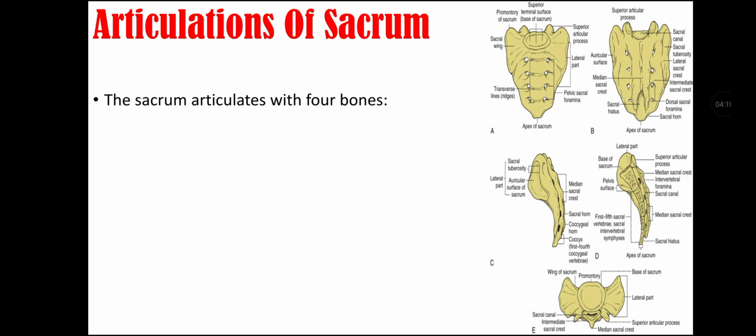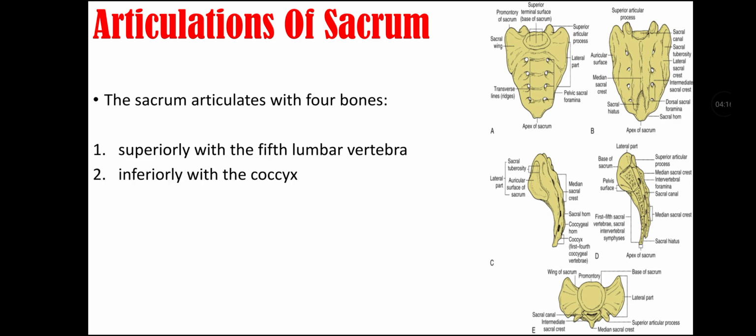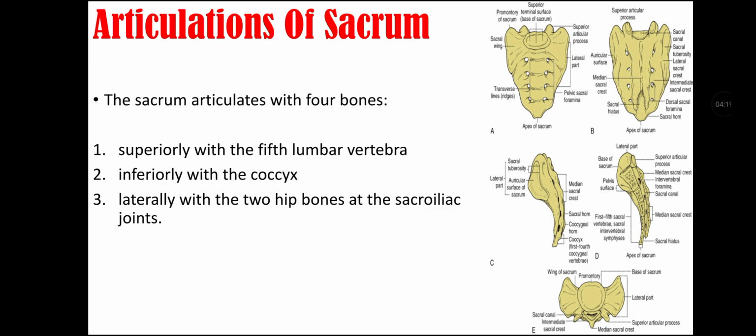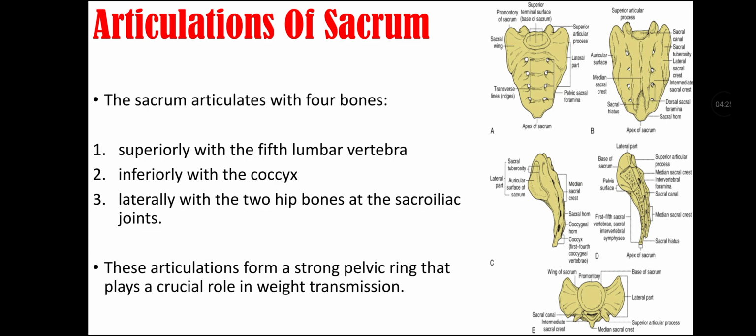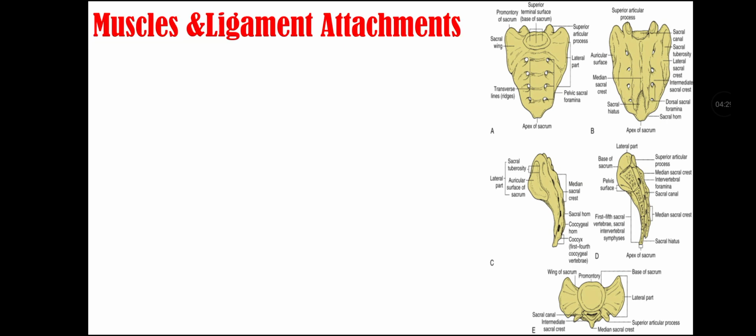Articulations of sacrum. Sacrum articulates with four bones. It articulates superiorly with the fifth lumbar vertebra. It articulates inferiorly with the coccyx. It articulates laterally with the two hip bones at the sacroiliac joints. These articulations form a strong pelvic ring that plays a crucial role in weight transmission.